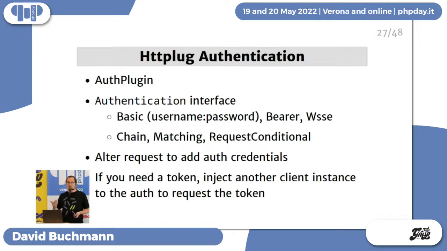And then if you need a token that you get with a web request, you can inject another client instance into the authentication service. It shouldn't be the same client because otherwise you're ending up in an endless loop trying to get the token, coming back to your plugin, getting the token that goes back to the plugin.